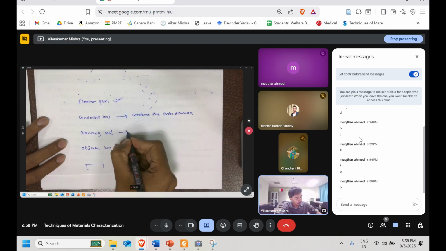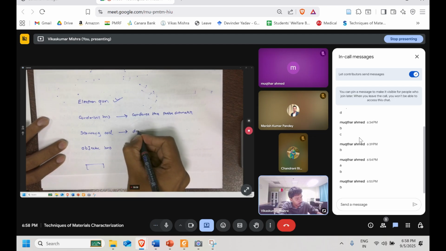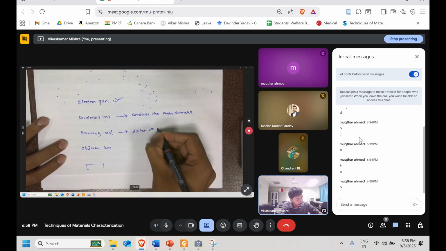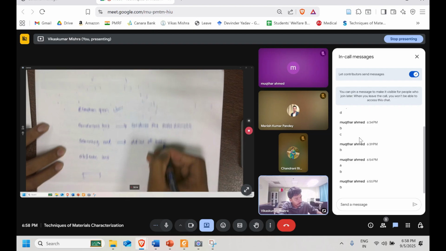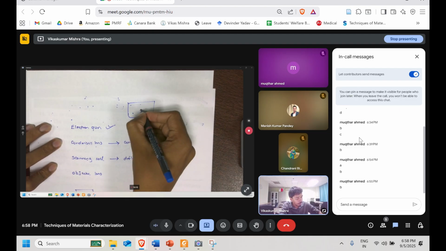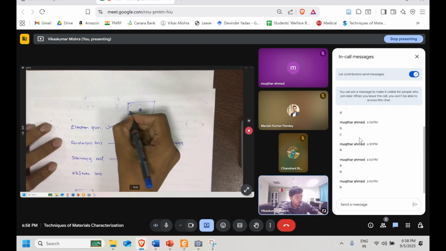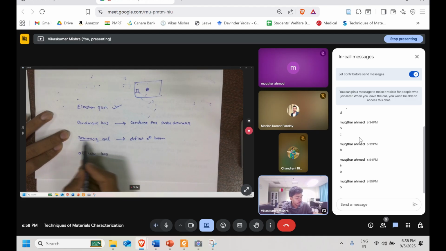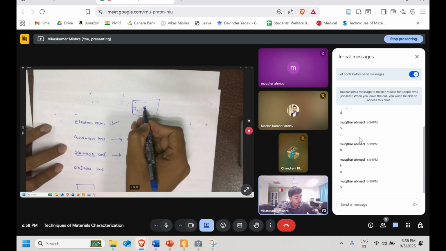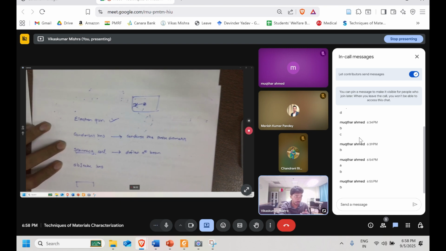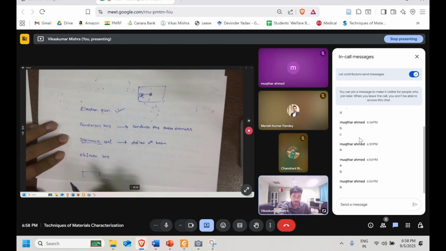Scanning coil, it is used to deflect the electron beam. So let's say the direct beam is going on like this, but you want to focus on this region. So what you will do, you will change the strength of the scanning coil, and you can move it from here to here. You can focus the region of your interest. Okay, so this is a scanning coil.